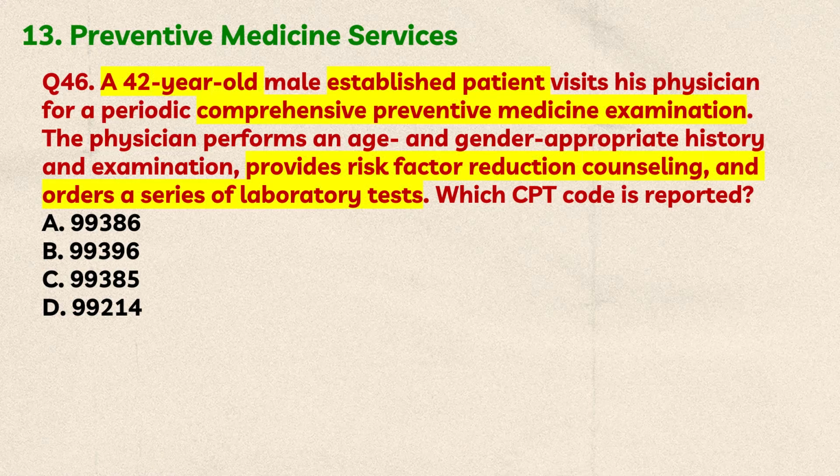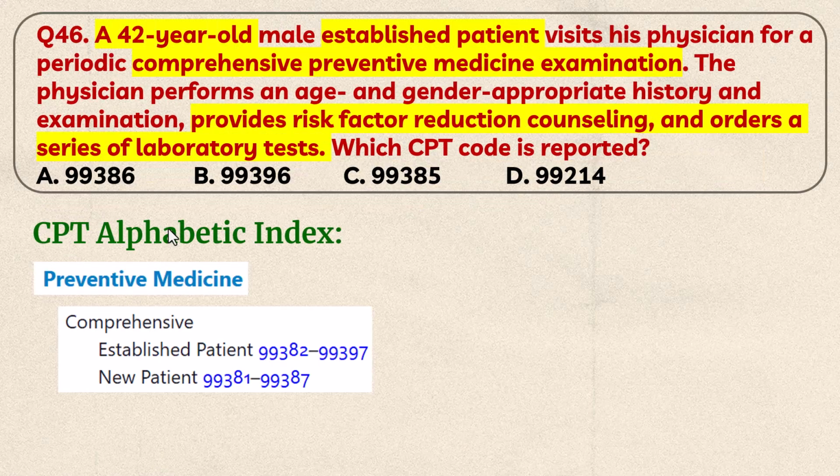So here you have to highlight, this is a 42-year-old established patient, comprehensive preventive medicine examination done, and provides risk factor reduction counseling and orders a series of laboratory tests. Once you look at the answers, all answers are adjacent codes, so you can use the elimination method for the exam. But for learning purposes, let's use the CPT alphabetic index method. In the CPT alphabetic index, first go for the main index term, that is preventive medicine. And this is a comprehensive preventive medicine examination, so go for the subterm comprehensive.